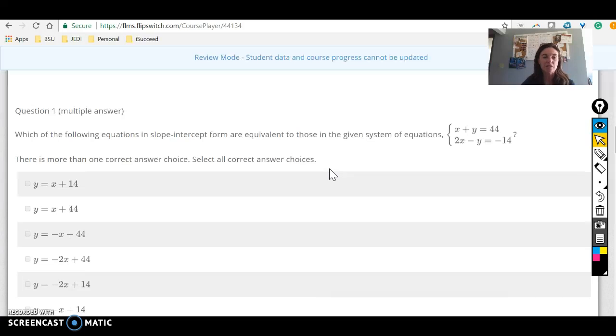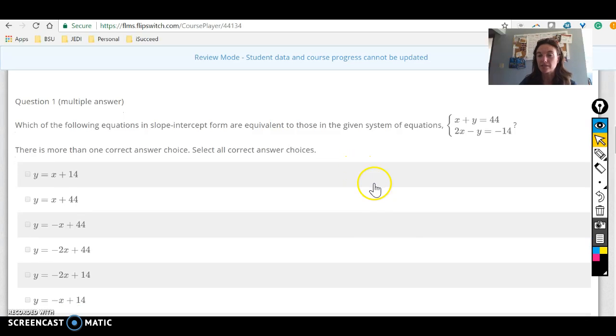And the first question is, which of the following equations in slope-intercept form are equivalent to those given in the given system of equations? Okay, so basically we just have to rearrange each of these equations into slope-intercept form. So there's going to be 2 right answers here, and that's it.